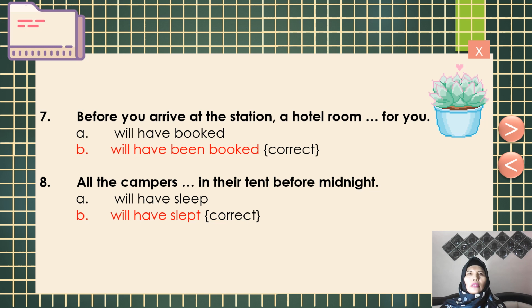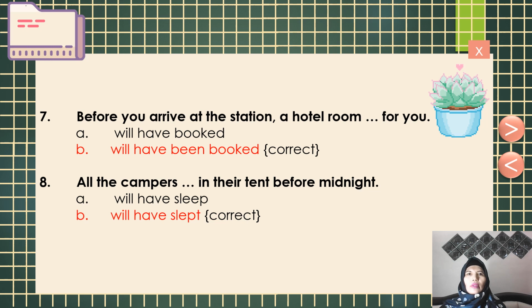Number 7. Before you arrive at the station, a hotel room blah blah blah for you. The correct answer is before you arrive at the station, a hotel room will have been booked for you.